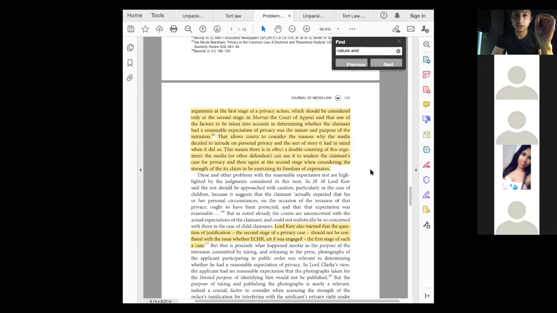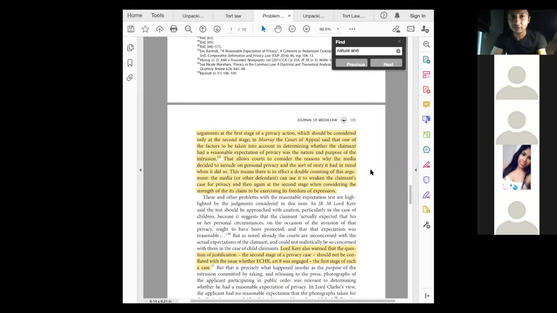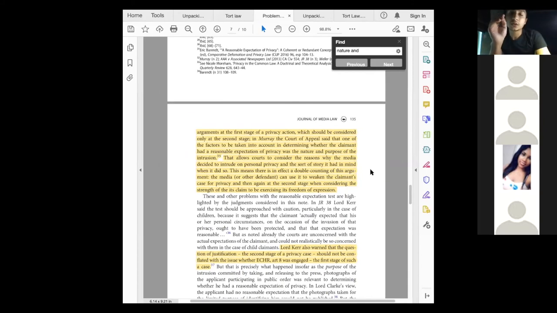So what is the author saying here? That Murray, Moreham herself refers to this article, by the way. The author here is saying that the defendant already has the Article 10 defense available to them. They already can defend themselves by saying that they were exercising their freedom of speech. But when you're considering the claim at the first step, the claim of the claimant, and you consider the nature and purpose of the intrusion of the defendant, it becomes a very heavy burden on the claimant to prove his or her claim. It's a very fine point. Do you understand it?